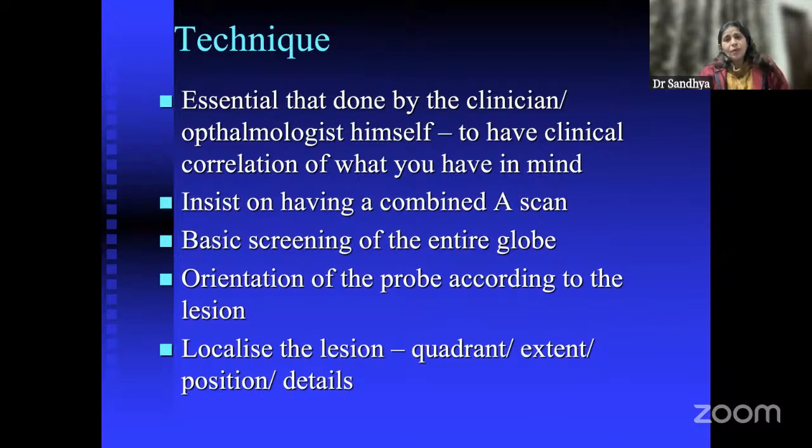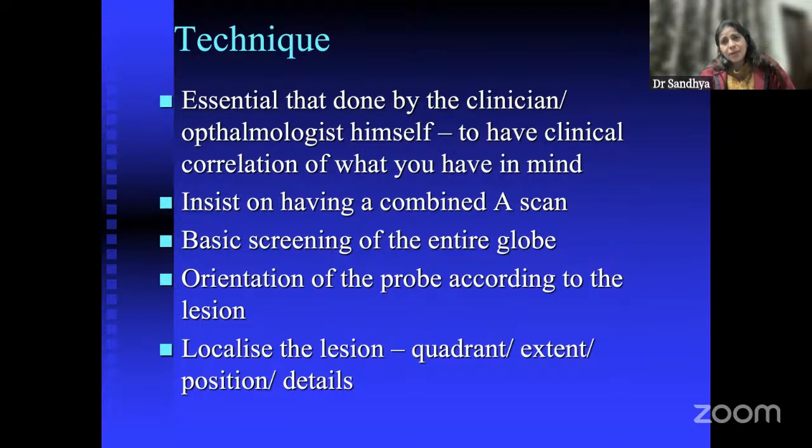So it is always advised that the clinician should do the scan yourself. Many times, in many places, I have seen that people advise a B scan, and the patient goes to a radiologist, gets the scan, and comes back to you. I will never encourage that. Probably it's never going to give you the information that you want as a clinician, as an ophthalmologist. So do the scan yourself. Insist on having a combined A scan.